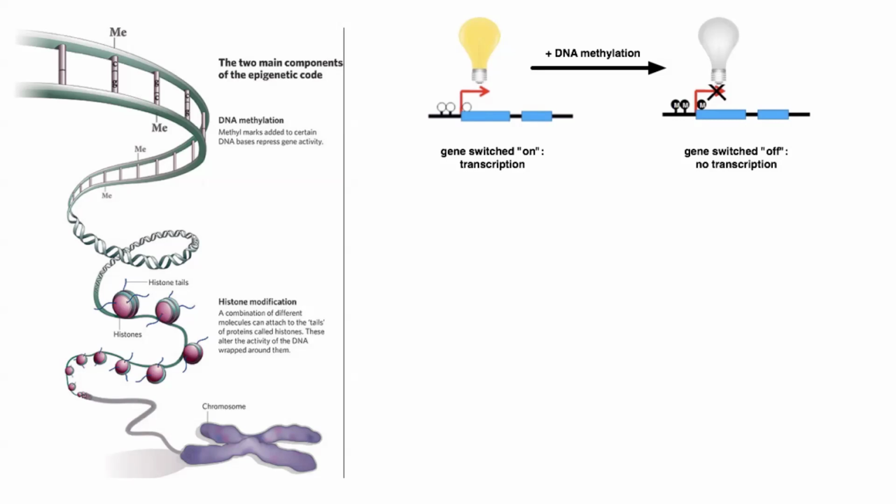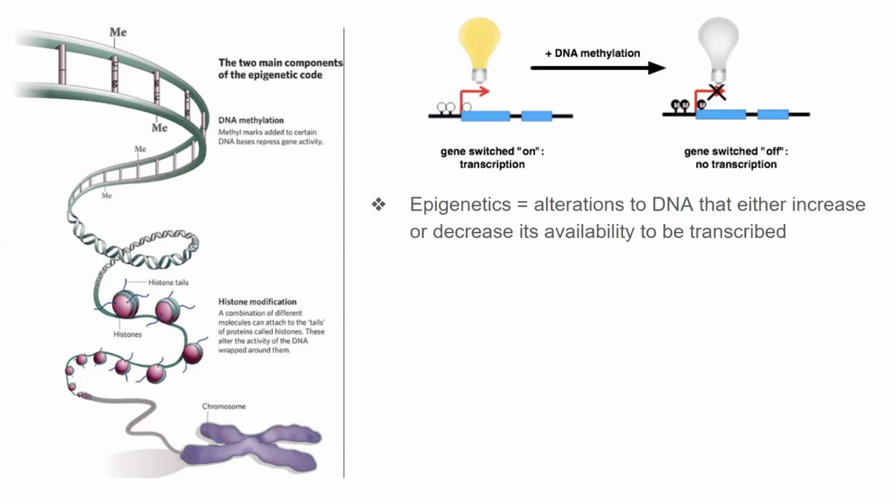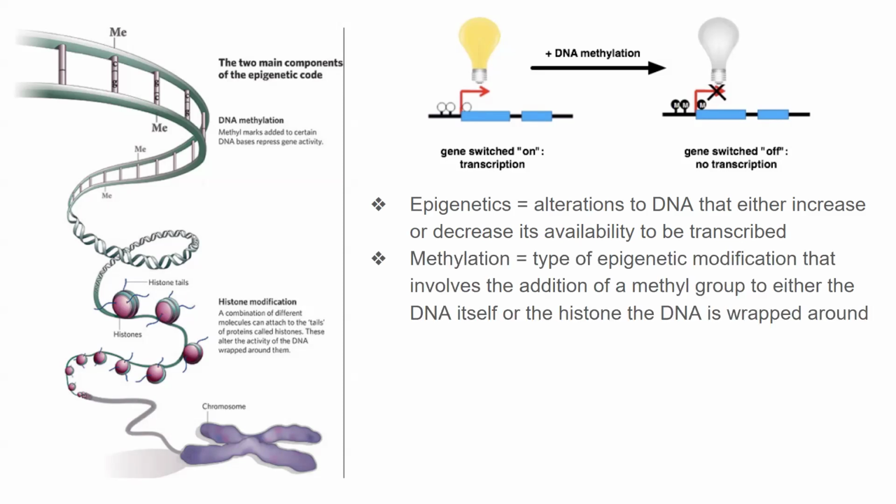So what controls transcription of a gene? These are things called epigenetic factors. Epigenetics are just alterations to the DNA sequence that are going to increase or decrease its availability to be transcribed. The only epigenetic alteration that you need to worry about is methylation. Methylation is an epigenetic modification that involves the addition of a methyl group. A methyl group is just a chemical. You don't need to worry about what it's made of. You just need to know it's the addition of this group.